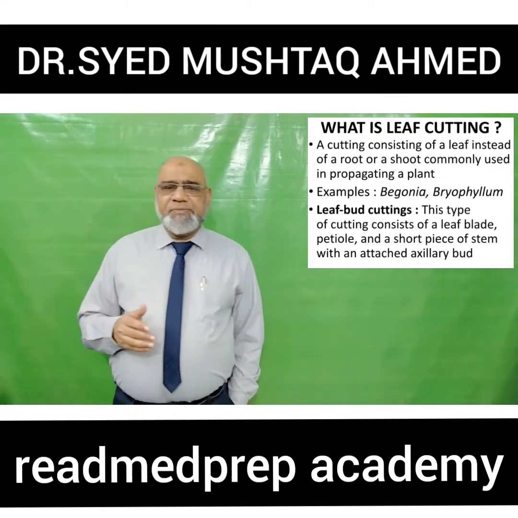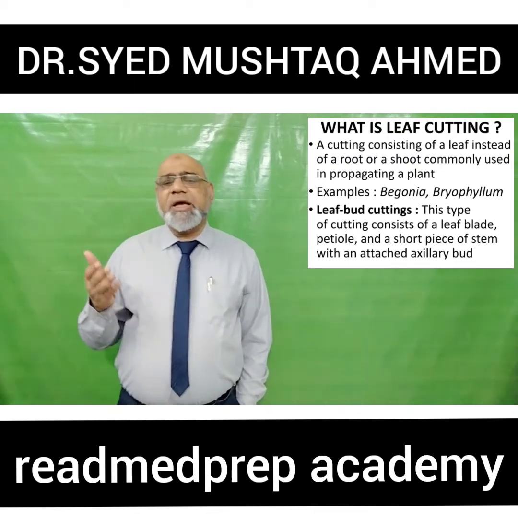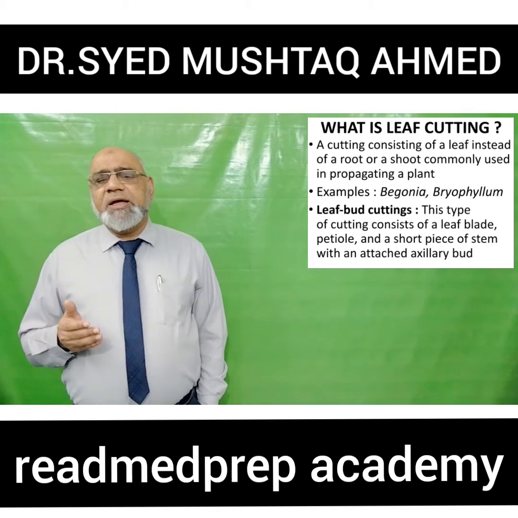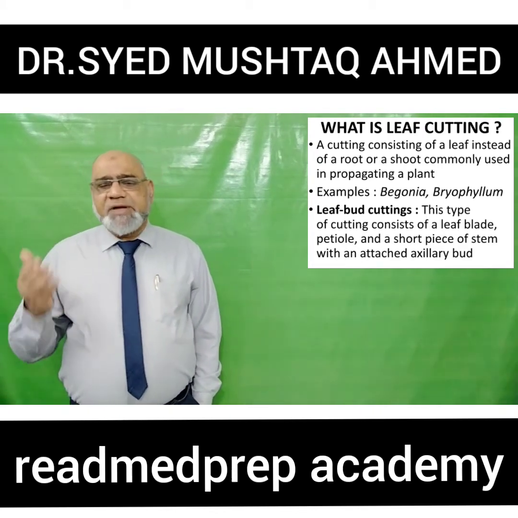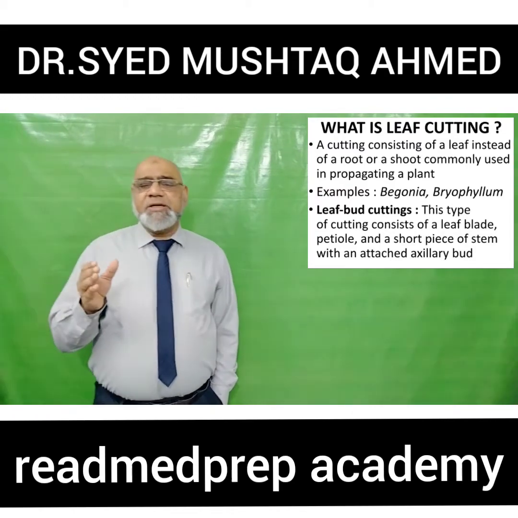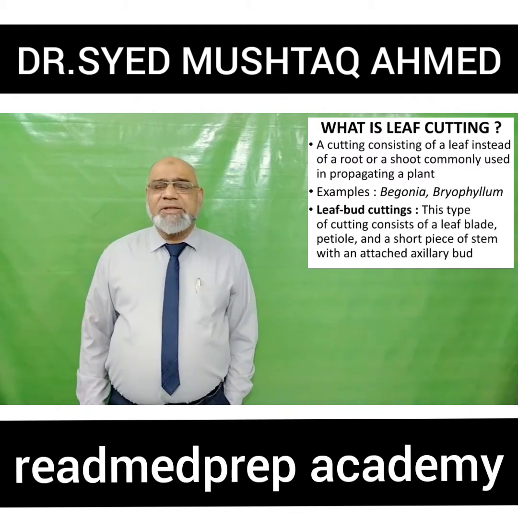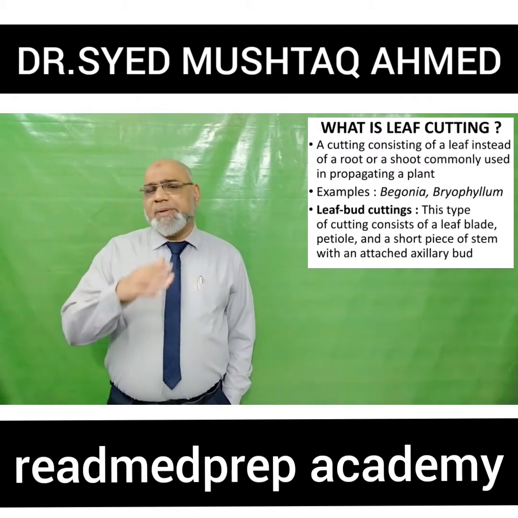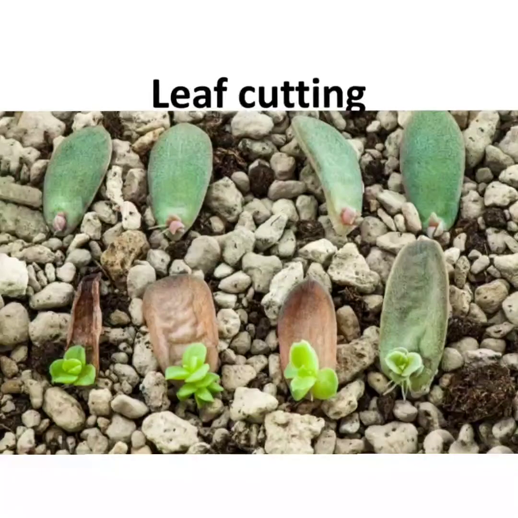What is leaf cutting? A cutting consists of a leaf instead of a root or a shoot, commonly used in propagating a plant. Examples, begonia, bryophyllum. What is leaf bud cutting? This type of cutting consists of a leaf blade, a petiole and a short piece of the stem with an attached axillary bud. This is placed and a new plant grows. Here you can see in this image the leaves are placed and new plants are growing from the axillary buds, forming new roots and shoots.